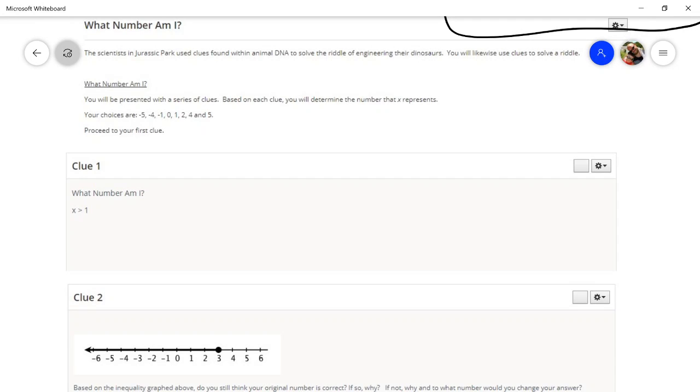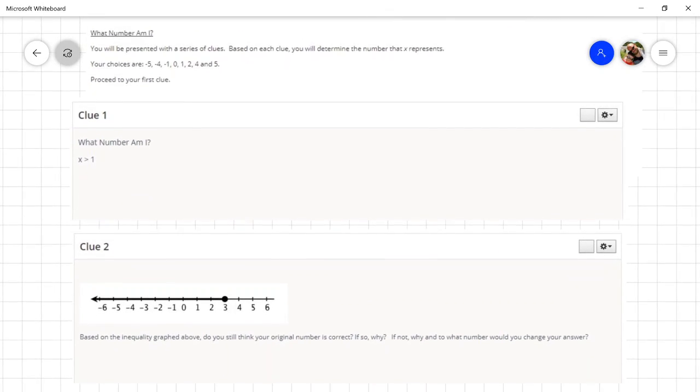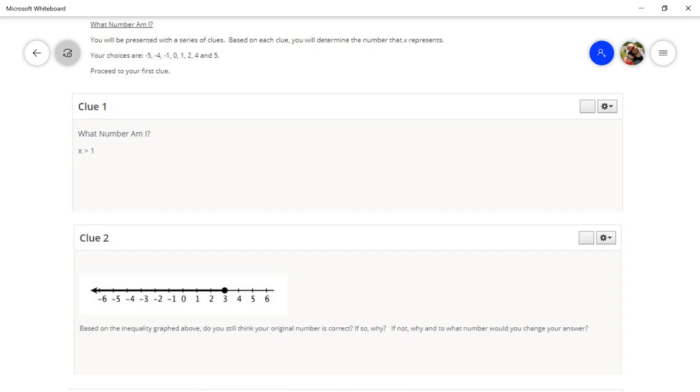What number am I? The scientists in Jurassic Park used clues found within the DNA to solve the riddle of engineering their dinosaurs. You will likewise use clues to solve a riddle. What number am I? You will be presented with a series of clues. Based on each clue, you will determine the number that X represents. Your choices are -5, -4, -1, 0, 1, 2, 3, 4, and 5.